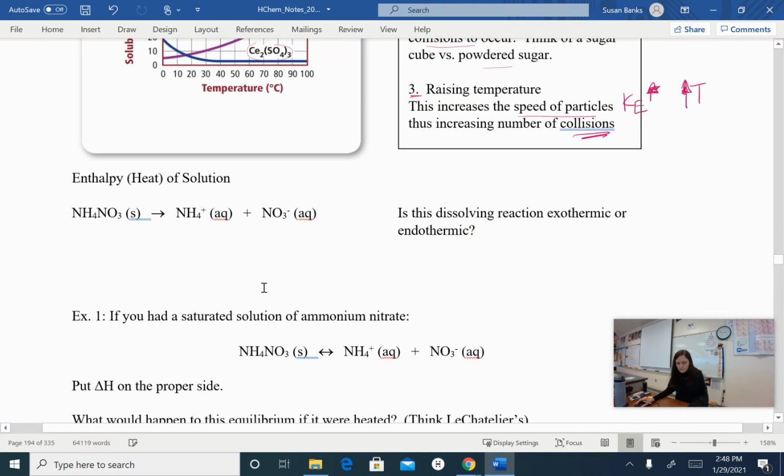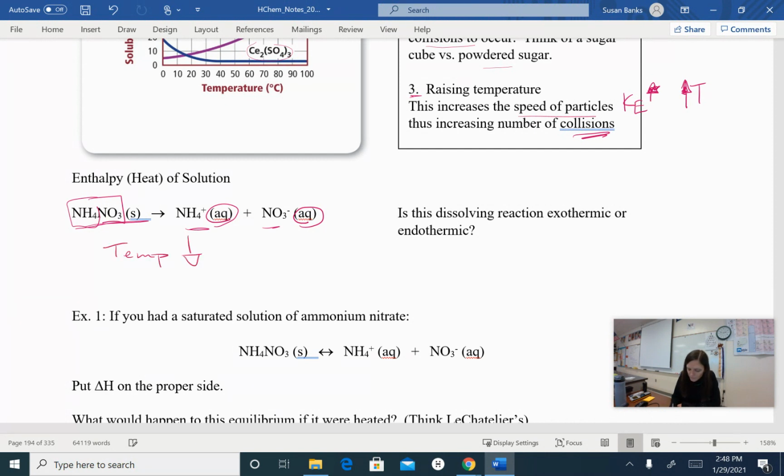Heat of solution. Some things are endothermic when they dissolve, and some things are exothermic. So if I take some ammonium nitrate, and I have a demo here that is in this module that you can see, where they take some ammonium nitrate and they dissolve it in water. Remember, AQ means dissolved in water. This will break into its ions as it dissolves in water.